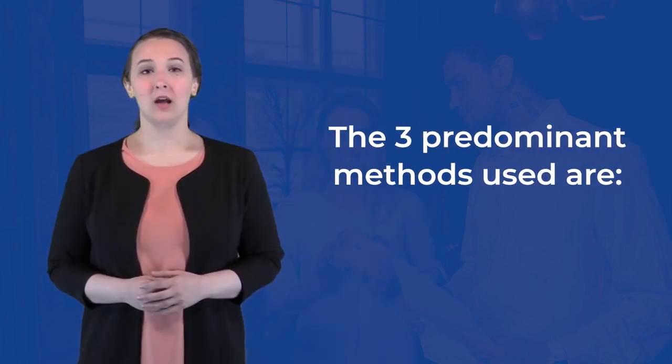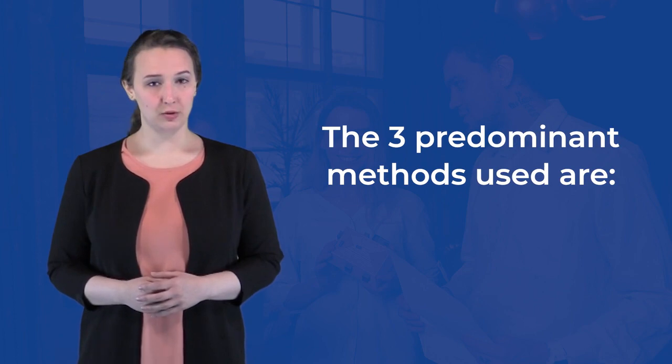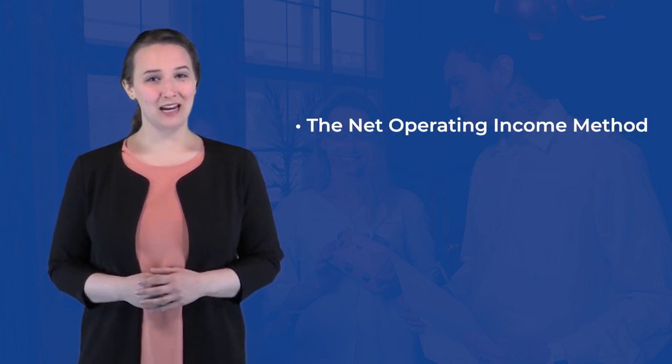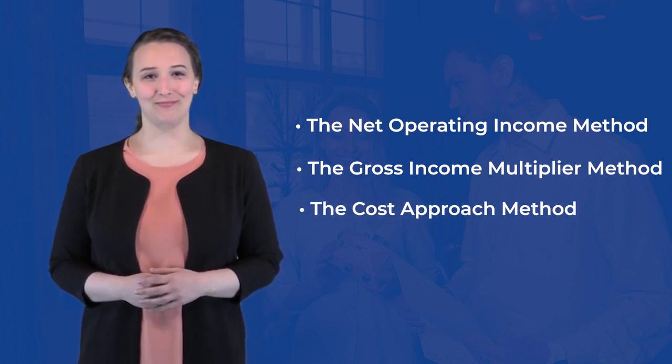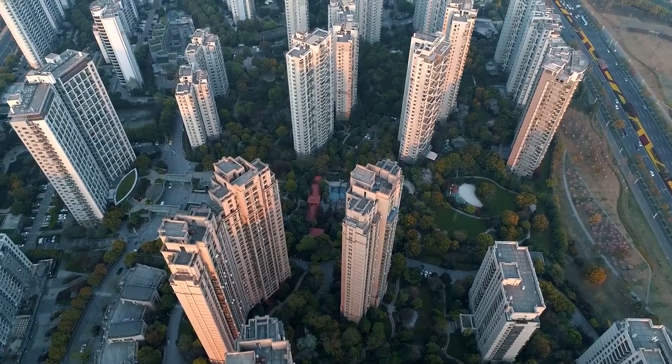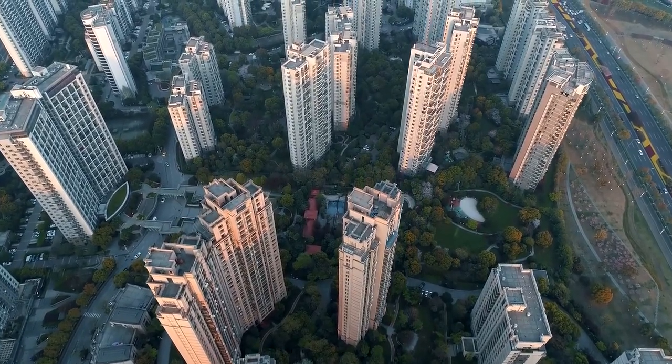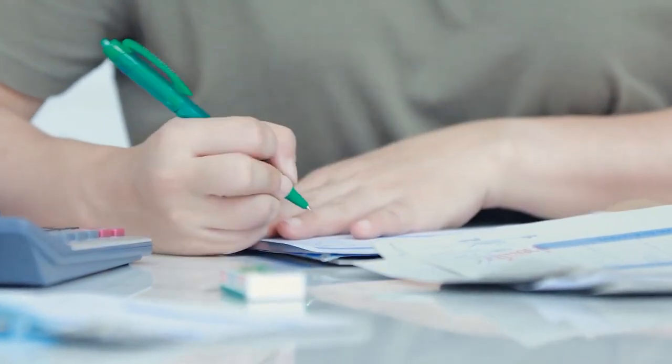When estimating the value of real estate, the first thing you have to do is decide what method you want to use. This decision should be based on the type of property being evaluated and the aims of the owner. The three predominant methods used are the net operating income method, the gross income multiplier method, and the cost approach method.